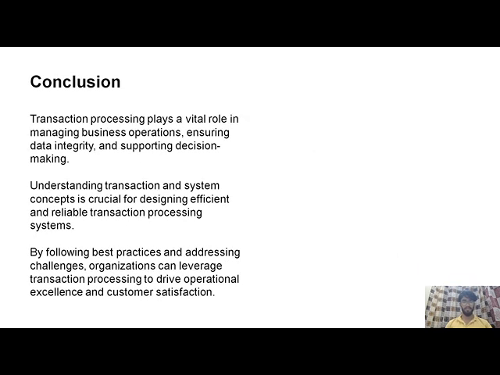Transaction processing plays a vital role in managing business operations, ensuring data integrity and supporting decision making. Understanding transaction and system concepts is crucial for designing efficient and reliable transaction processing systems. By following best practices and addressing challenges, organizations can leverage transaction processing to drive operational excellence and customer satisfaction.